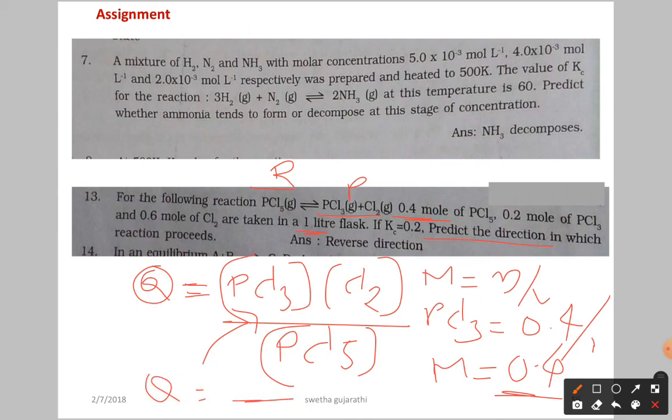Now, based on the answer I am telling: reverse reaction means again the backward reaction. Kc value is given as 0.2. So again here you are going to get the Qc value more than 0.2. So it indicates that the backward reaction is going to take place. So work out on this problem, and you are going to get clarity based on this concept.